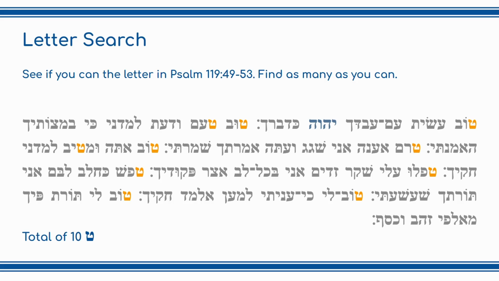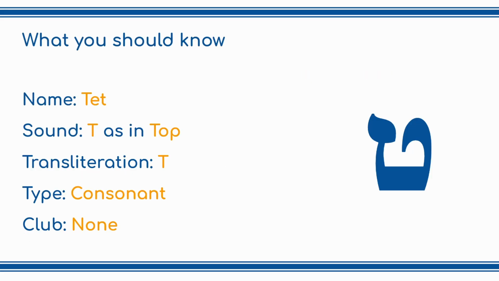That's a lot of letters you've learned. That's good. Okay. Here's what you should know before moving on to your next lesson. You should know the name of the letter Tet. You should know the sound of this letter. It makes the T sound as in top. When you transliterate this letter into English, you write a letter T for it. And the type of letter it is, is a consonant. And the last thing you should know, it's not part of any club, so it's not part of the gutturals. It's not part of the Begadkefat.